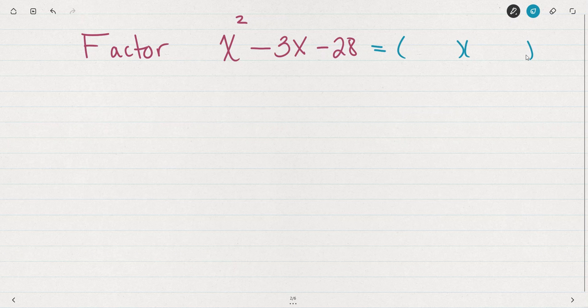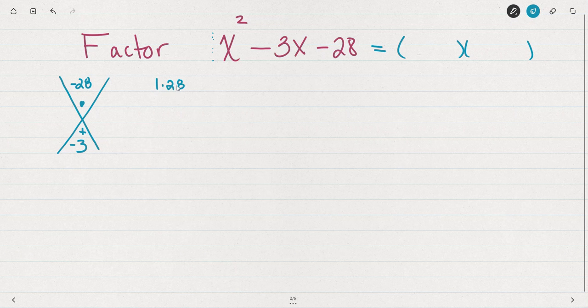But if you don't have a method for doing this, I want to encourage you to try this X chart. What we're going to do is multiply this implied 1, the coefficient of x squared, times negative 28. And then we're going to carry this negative 3 down, and we put it in the chart like this. So what we're looking for is two numbers that when I multiply, I get a negative 28. When I add, I get a negative 3. Here's how I'm going to go about doing that.